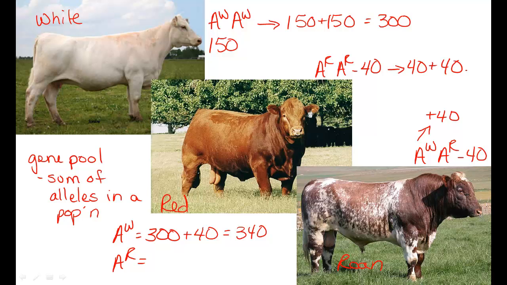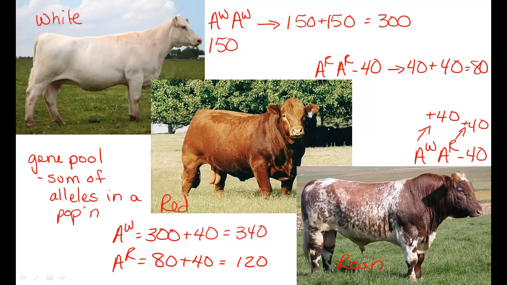So that's going to give us a total of 80 for the red ones. And then we can come down here to our roan cows and we expect to get another 40 because they have one copy of AR each. So for that particular allele, we have 80 plus our 40. So that's going to give us a total of 120.